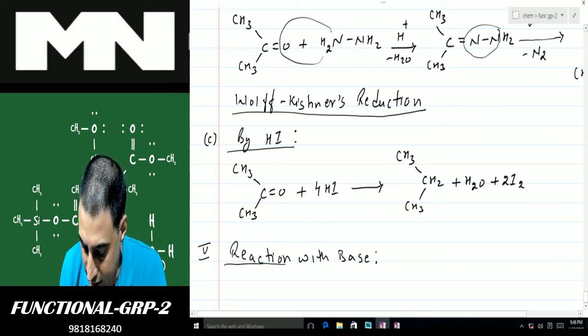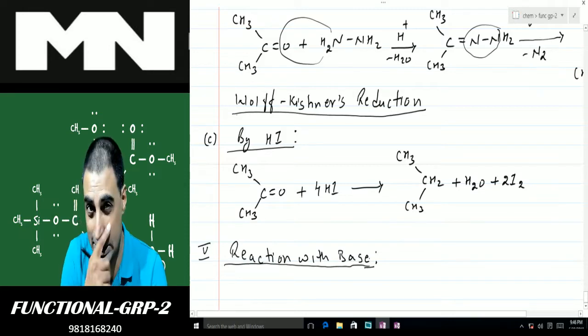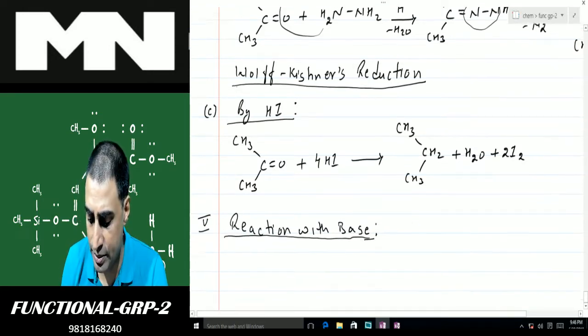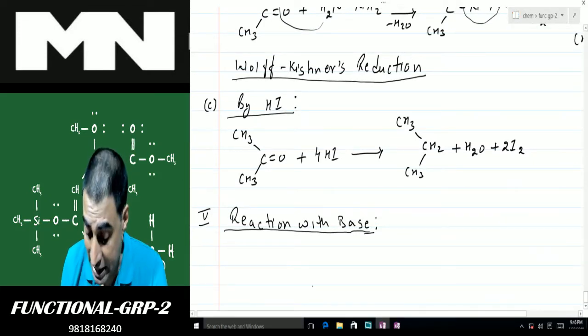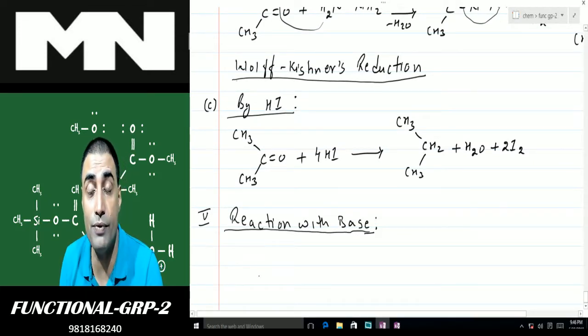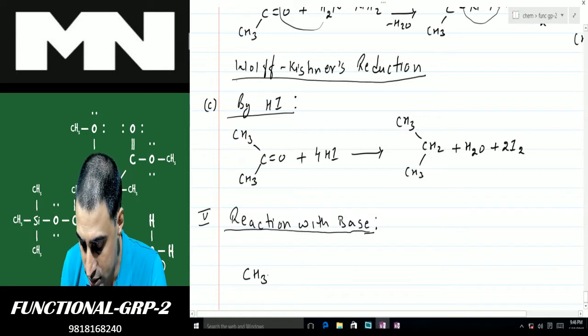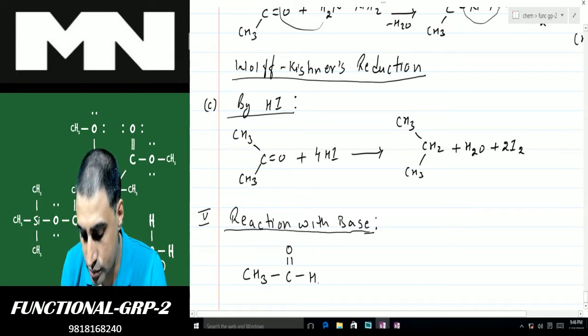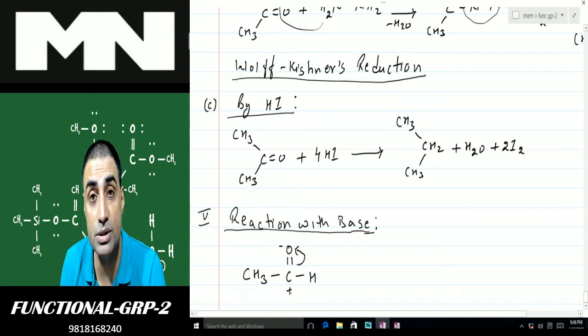Now, before starting with these reactions, I'll tell you certain basic concepts which you have to keep in mind before understanding this reaction. Aldehydes and ketones which have got alpha hydrogen atom behave like an acid. For example, I have got a compound like CH3CHO. In this, the pi electrons move toward oxygen, so oxygen becomes negative and carbon acquires a positive charge.